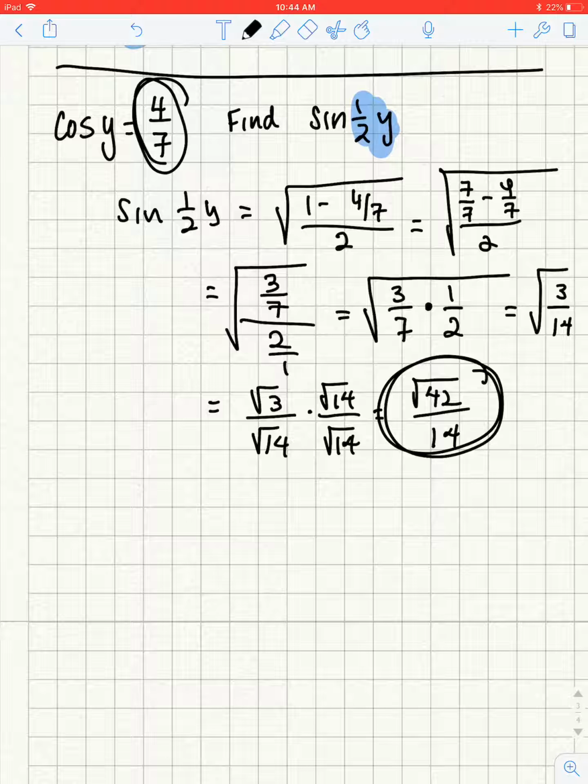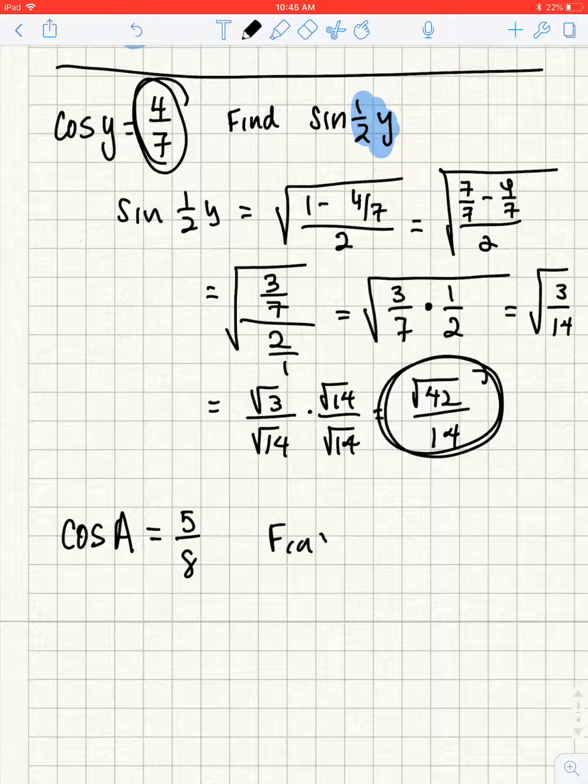Okay, let's do another example. Let me get one up real quick. Okay, so this is good. So say we are looking for tangent this time, but we're given cosine. So cosine A equals 5 over 8, and we want to find tan of half of A.